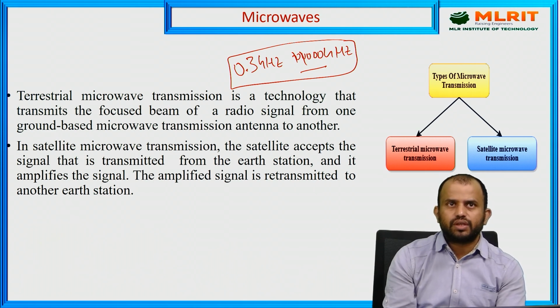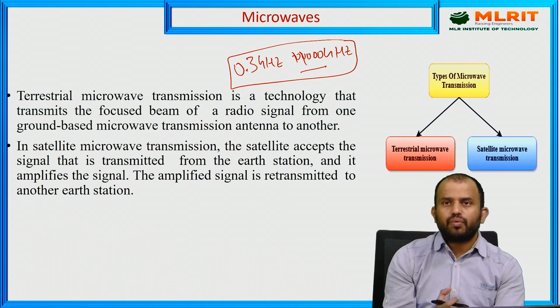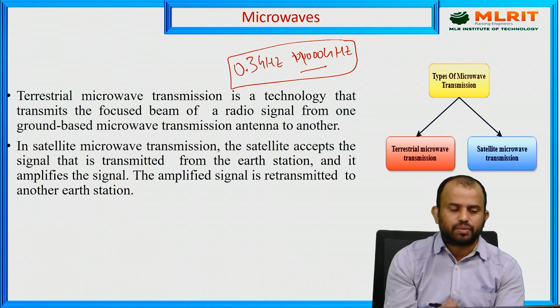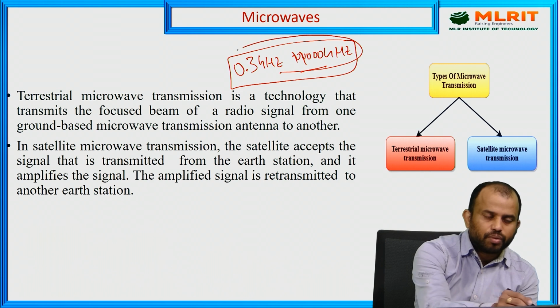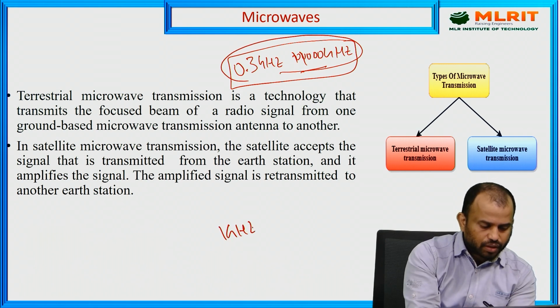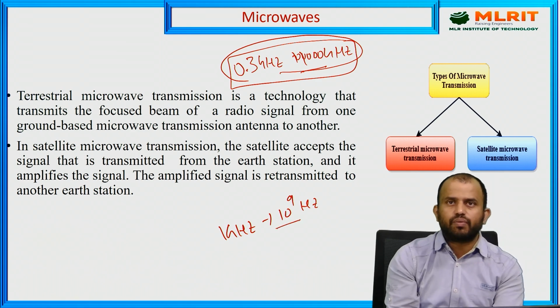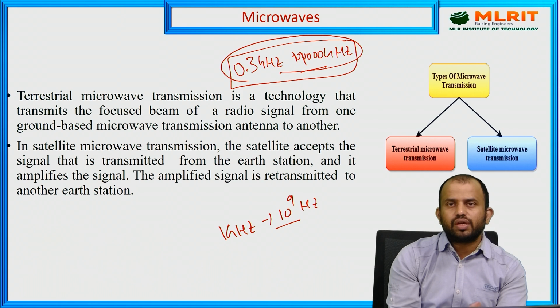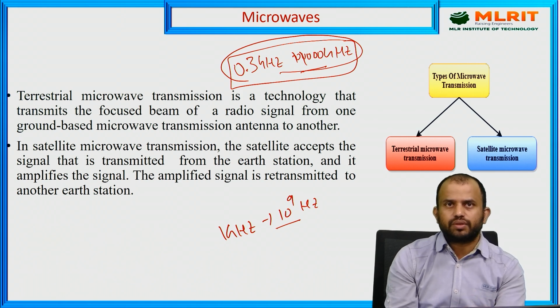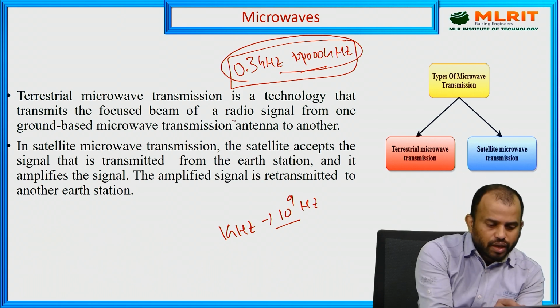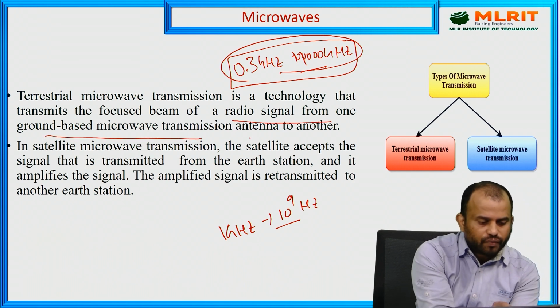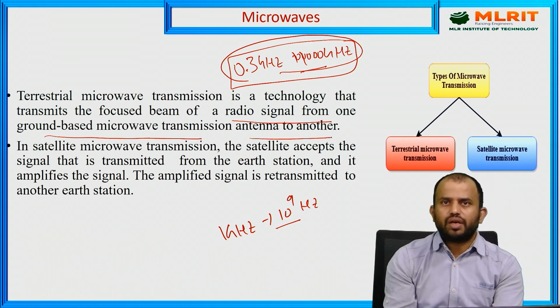So what is microwave frequency? When information is transmitted over long range communication using this amount of frequency, note that 1 gigahertz is equal to 10 to the power of 9 Hz. This is terrestrial microwave transmission, a long range kind of transmission focusing a radio signal from one ground based microwave transmission antenna to another antenna. Generally, we use it for satellite communications, missile communications, or aircraft navigation, with microwave propagation.